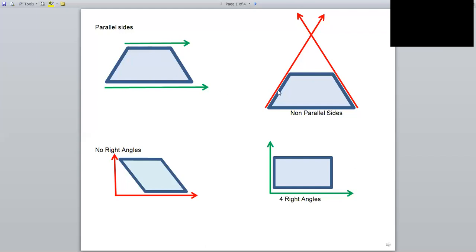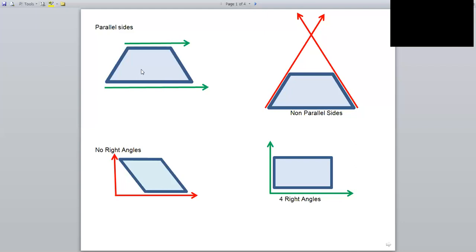Now let's look at the same figure, but let's look at the opposite sides for left and right. Are these sides parallel? Exactly, they're not. When we draw a line going past the sides, we see that they would eventually touch or intersect. So the left and right side of this polygon are going to be non-parallel sides.